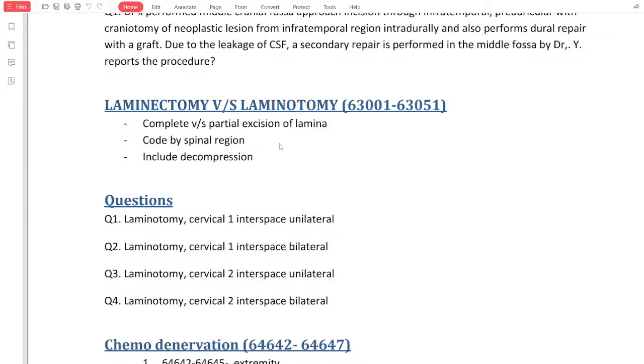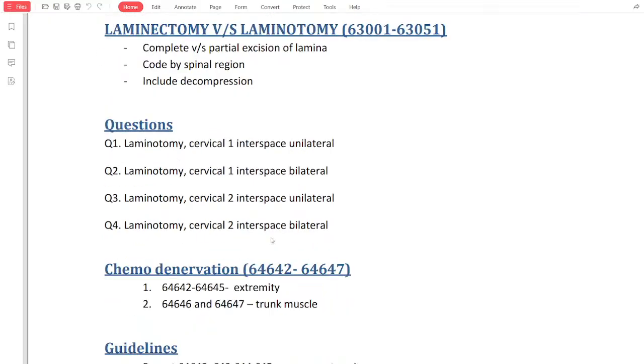Next is laminectomy versus laminotomy. Okay, ectomy versus otomy. The range is 63001 to 63051. Here a complete versus partial excision of the lamina is done. Code by spinal region, includes decompression. Questions: laminotomy, cervical 1 interspace unilateral. Laminectomy, cervical 1 interspace bilateral. And also laminotomy. So try to solve these questions one by one.